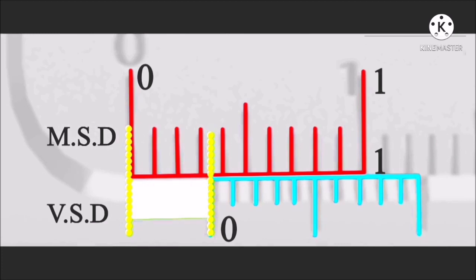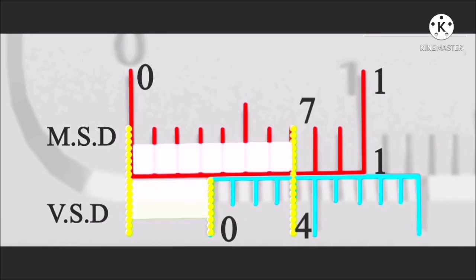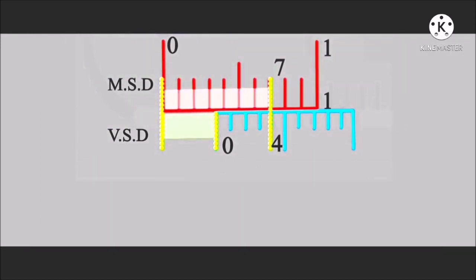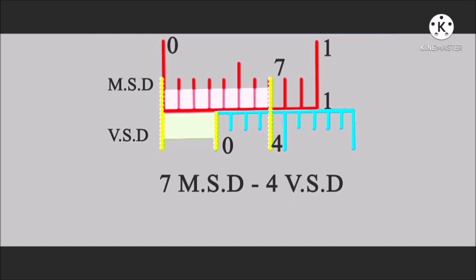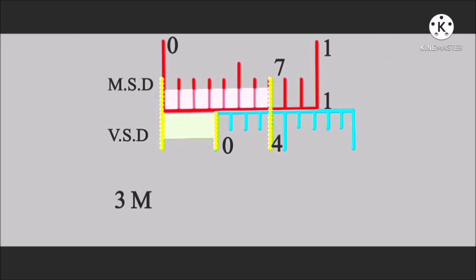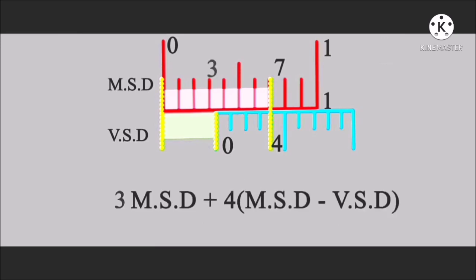This can be obtained by subtracting the length from 0 to the coincidence of MSD and VSD and the length from 0 of the vernier scale to the coincidence of the vernier scale. Here, 7 main scale divisions minus 4 vernier scale divisions. This can be written as 3 main scale divisions plus 4 main scale divisions minus 4 vernier scale divisions, which is 3 main scale divisions plus 4 into (main scale division minus vernier scale division).